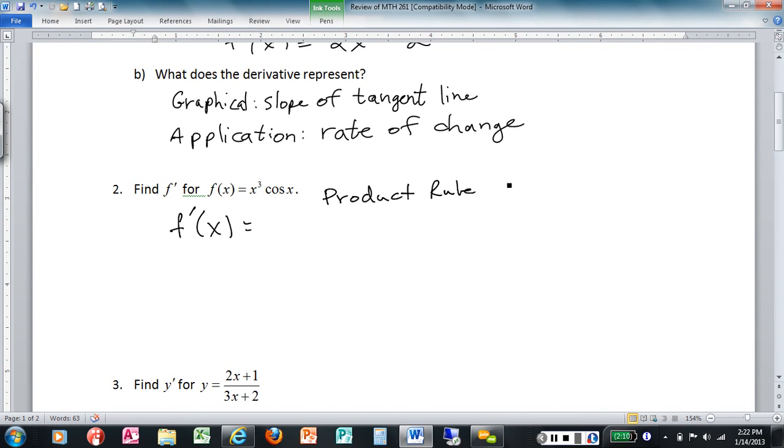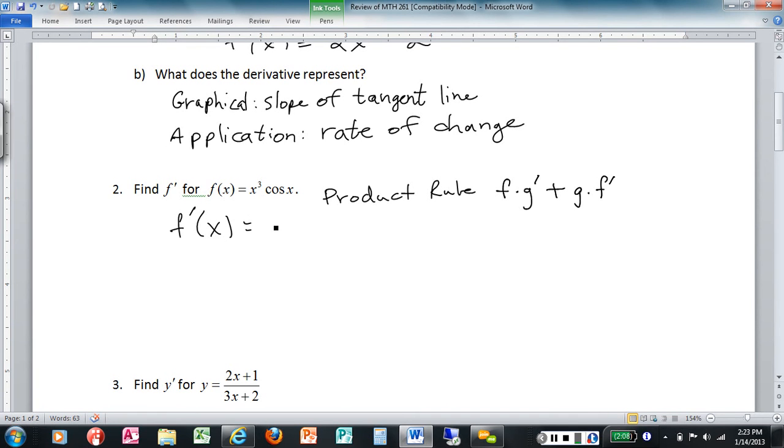And you remember it's first times the derivative of the second plus the second times the derivative of the first, or this is the way I do it. Or you can do it in some order. I think some of you may have done it in a little different order, but you've got to alternate which one you do the derivative of.